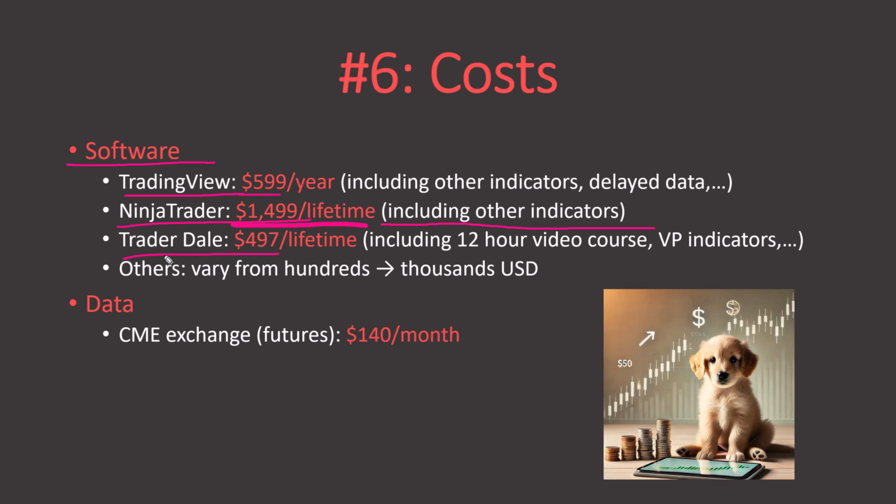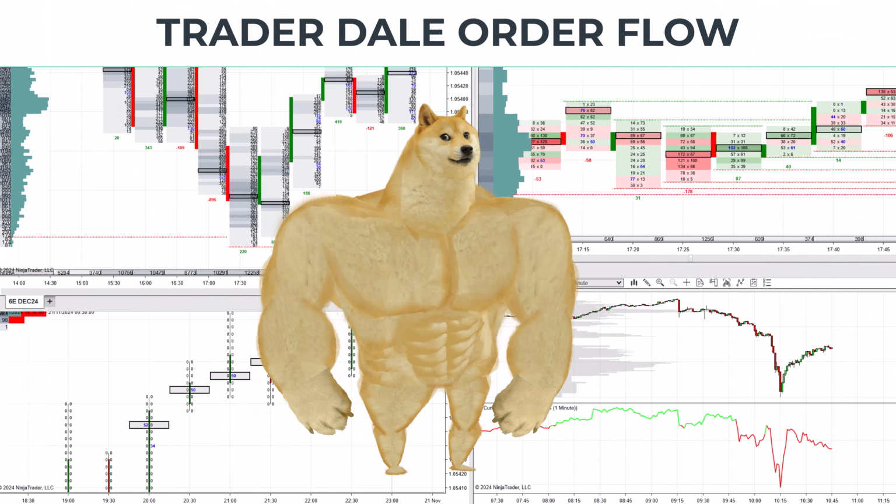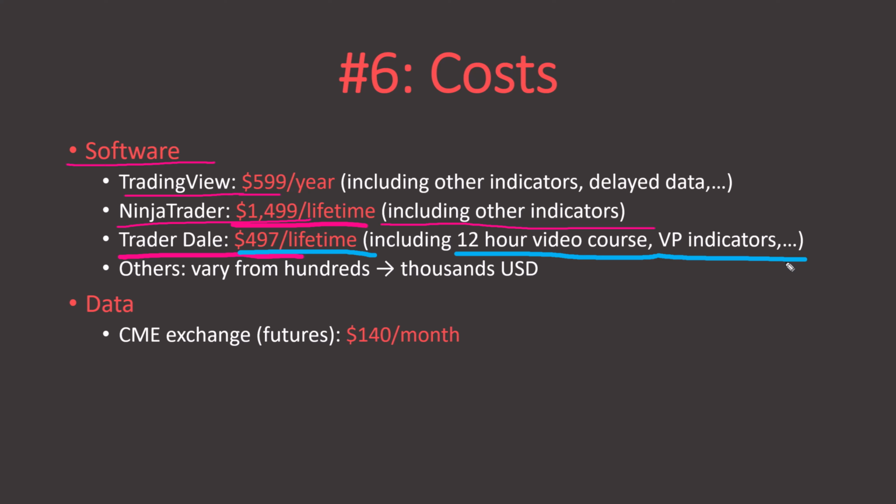And the other option would be getting my order flow software, which is usually $497 for a lifetime license, including order flow video course and other indicators like the volume profile indicators. Now, obviously, the internet is full of order flow software. You can just browse the internet and see what others have in store. The price will vary from hundreds to thousands of dollars, so the range is pretty big, but I'm pretty sure that you won't find a good free order flow indicator.